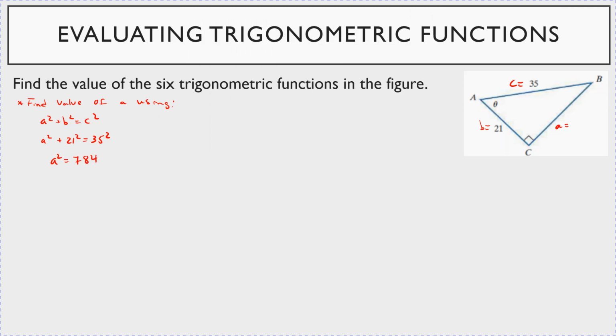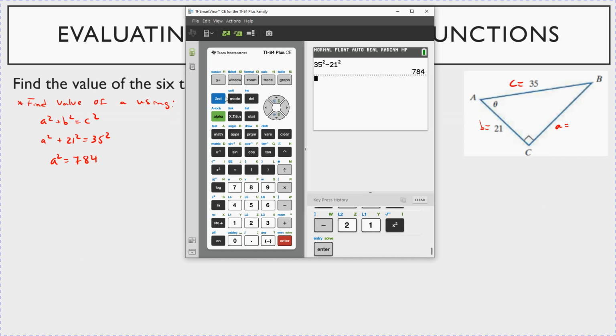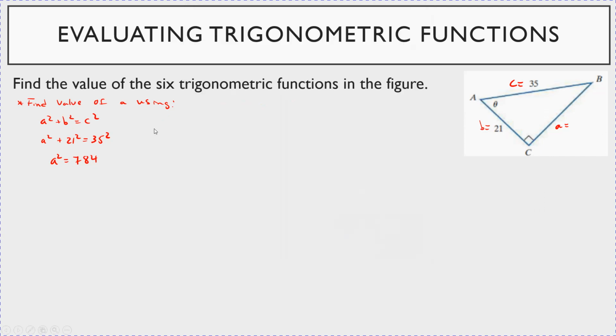And then when you take the square root of that, right? You get 28. Okay, so I found the length of side A here. All right, so let's go through the process, right? So sine of theta. That's the opposite over the hypotenuse. So here's theta. So the opposite is A, which is 28 over the hypotenuse, which is C, which is 35.